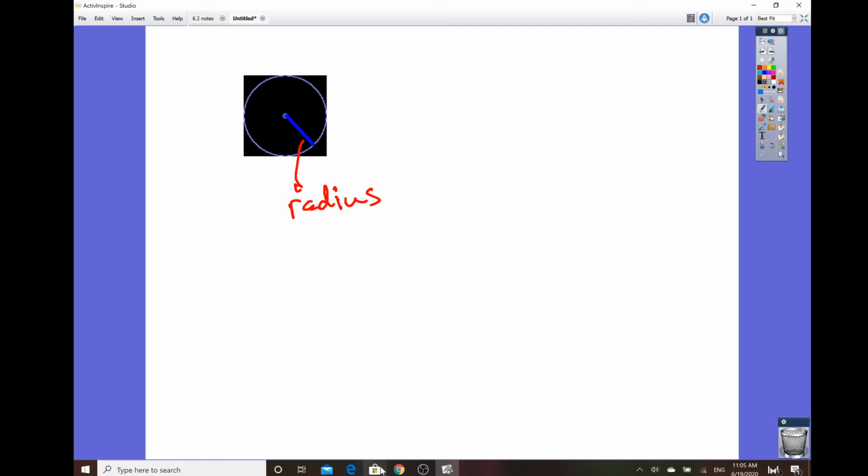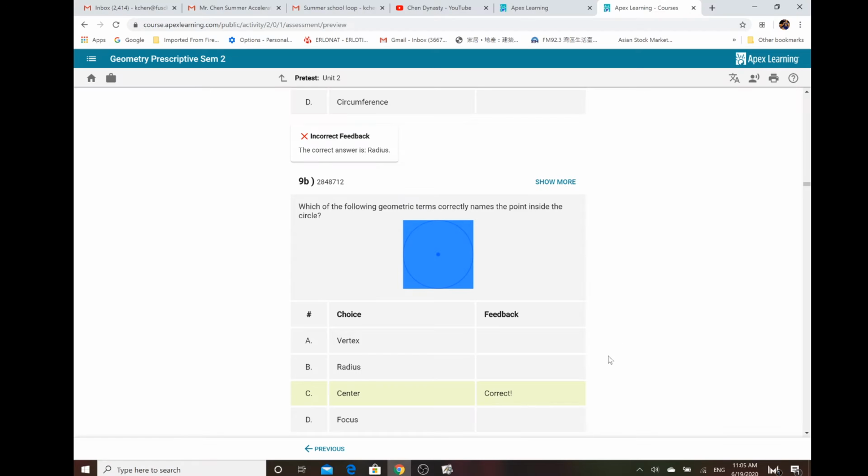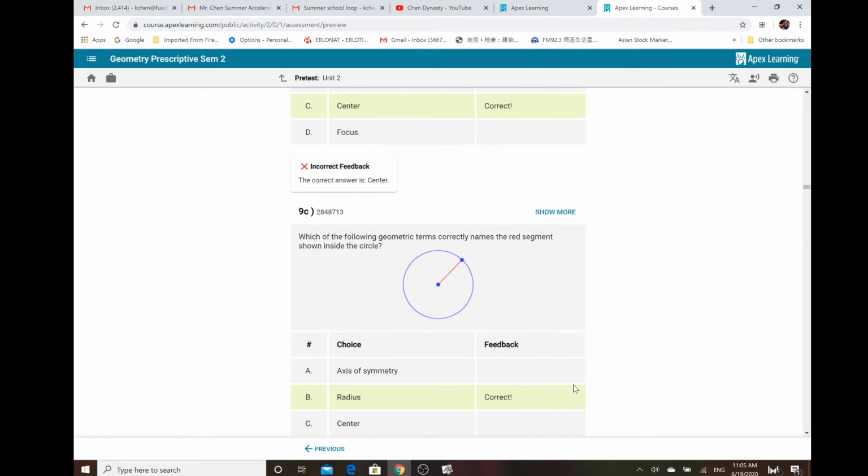Okay, so now let's look at the next one. Which of the following geometric terms correctly names the point inside the circle? Obviously this one is the center, it's not the vertex. A vertex is either the highest or the lowest point on the geometric figure. The center is the point right inside the circle.